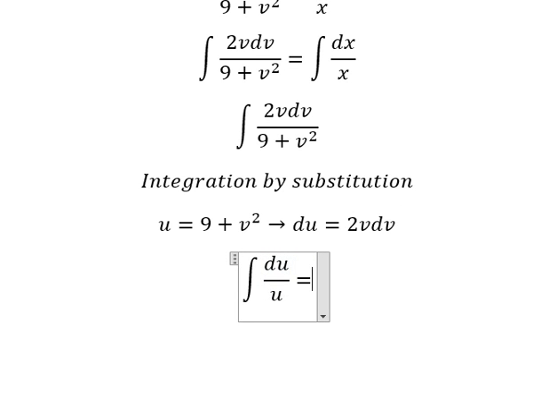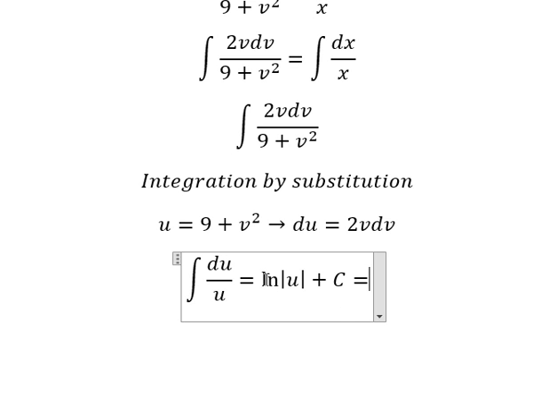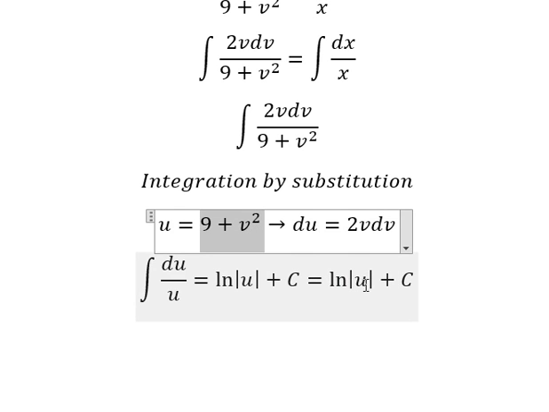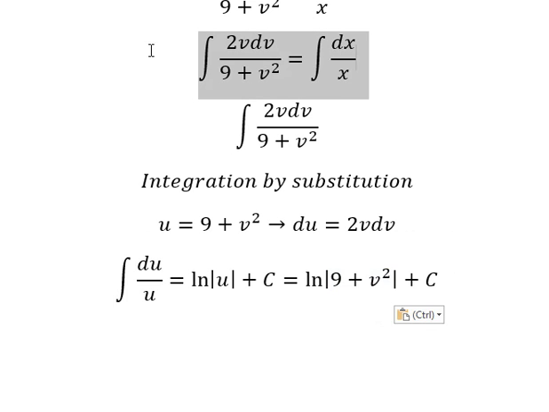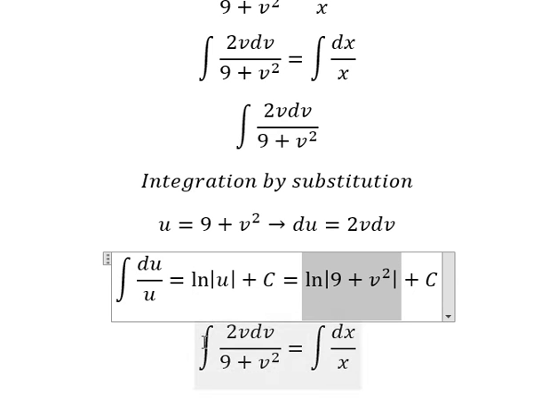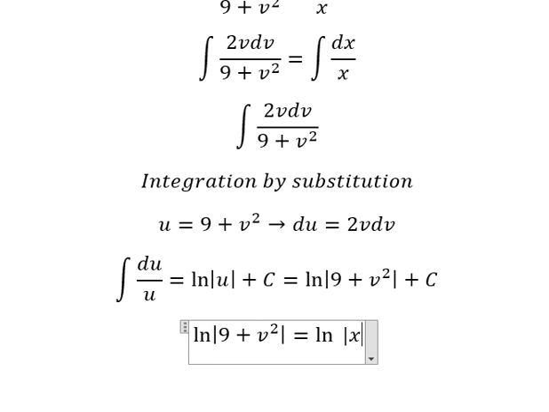So the integration of this one we have ln of the absolute value of u, and I will put about c. About u, that is about this one. So the integration of this one, that is about this one. The integration of this one we have ln of the absolute value of s, and I will put about c.